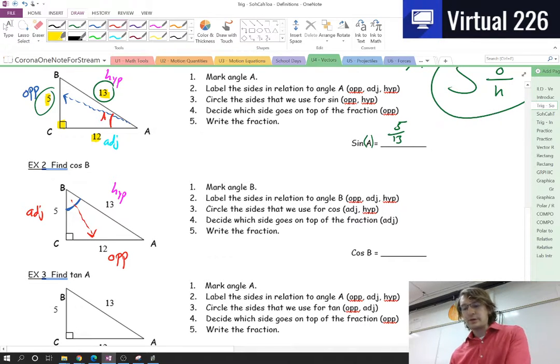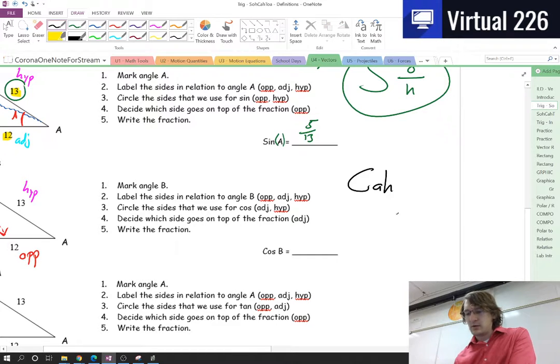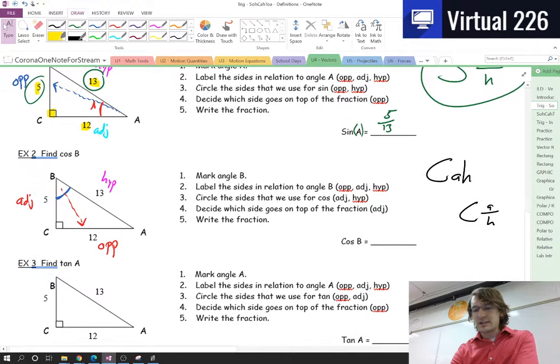Okay? But when we do the cosine, and we use the Sohcahtoa term, cosine is CAH, adjacent over hypotenuse. It's the adjacent over the hypotenuse. So the cosine of B is equal to 5 over 13 again. Okay? And there is a reason why that is true in this case. Even though sine and cosine are different functions, we're looking at different angles. Last time we were looking at A, and this time we're looking at B. So they will give us the same value.